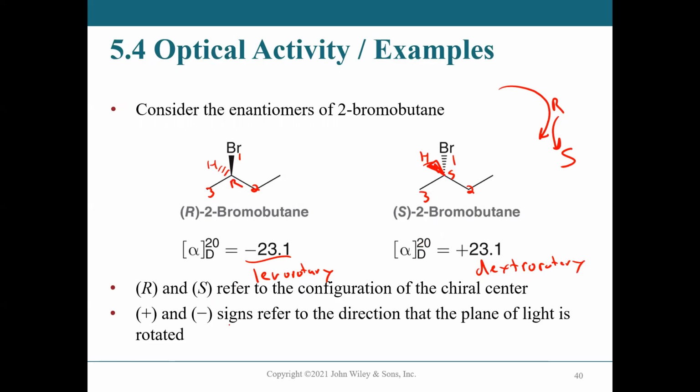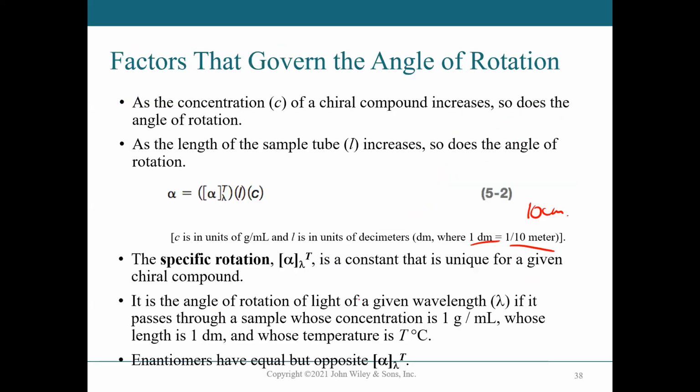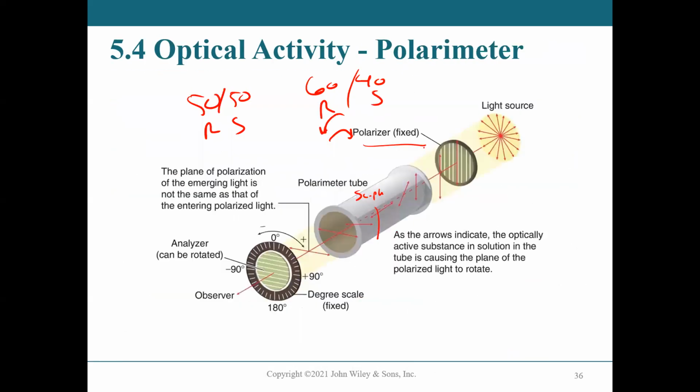So the positive and negative sign refers to the direction that the plane of light is rotated. And that plane of light is this light right here. So you have your sample in here, and it's either going to rotate light to the right or to the left when it comes out of that sample. And this is what is going to be seen right here by the observer. The observer will be us, right? Or the instrument that is hooked up. I mean, the observer could be a computer too, is what I meant to say.